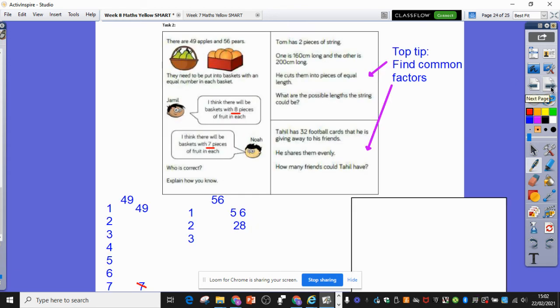When you have done that, yellow group, I would like you to send your completed task in to your class teacher at the end of the day.